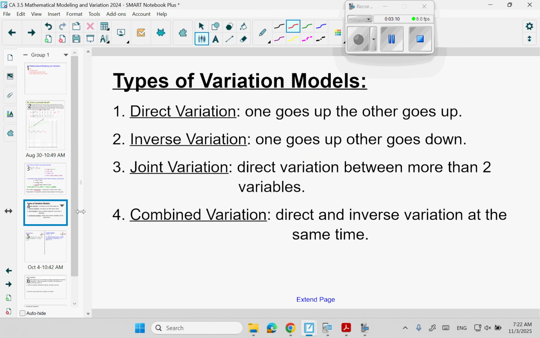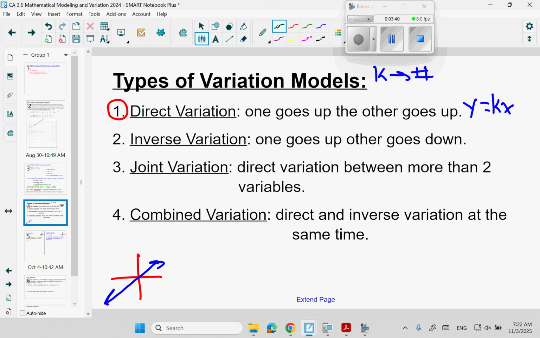Next, variation. We have direct variation. One goes up as the other one goes up. So that can be modeled, like let's say I had an equation like this. As my x goes up, my y is going up. As my x goes down, my y is going down. Well, that's just linear in nature. So by definition, direct variation is y equals kx, where k is just some number.